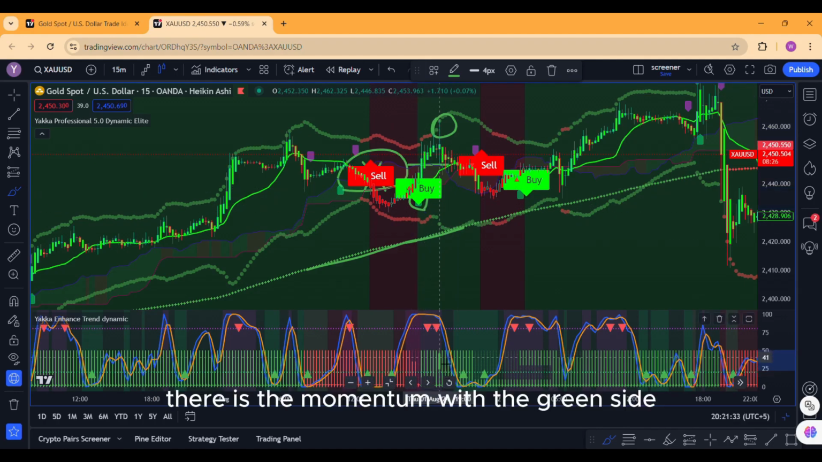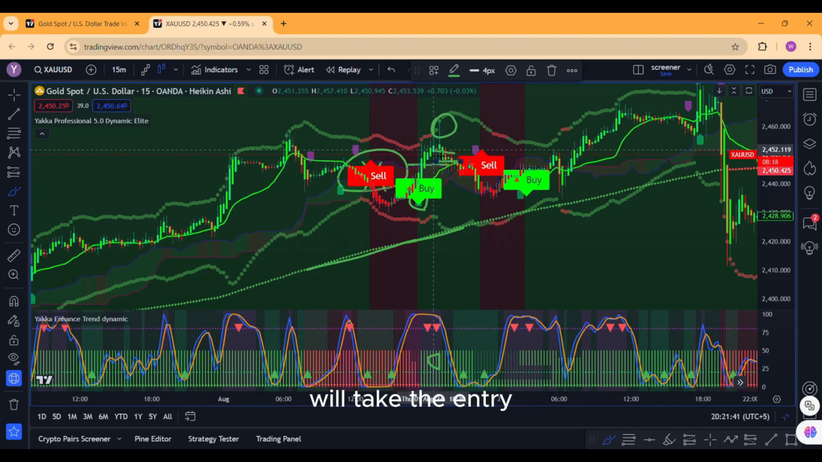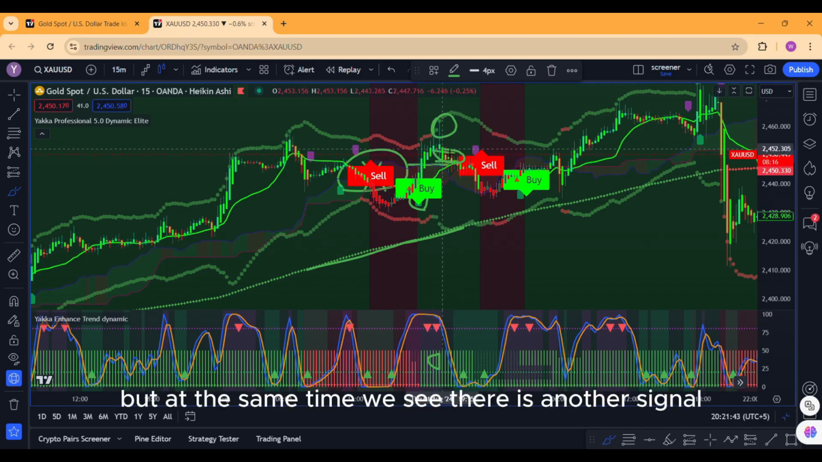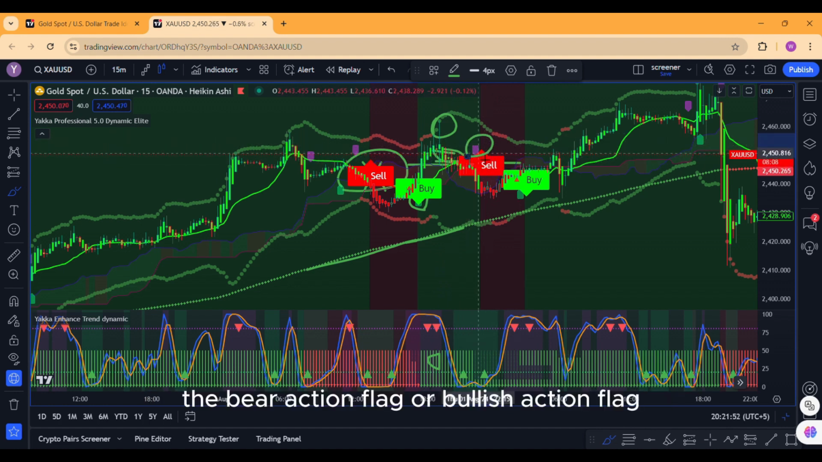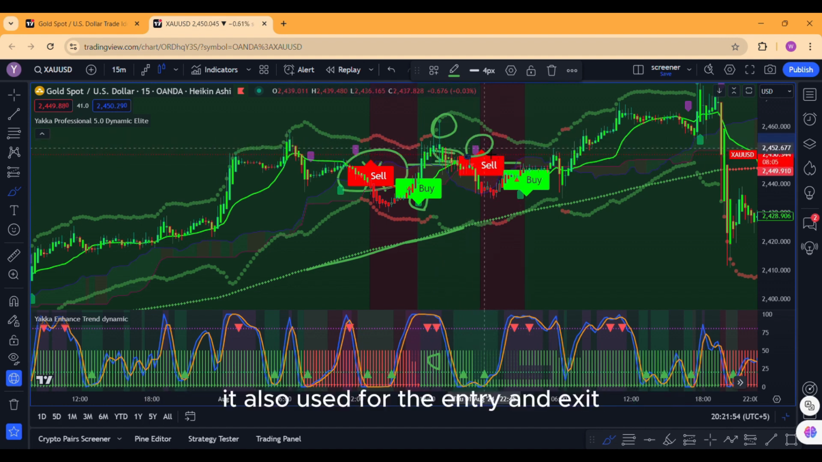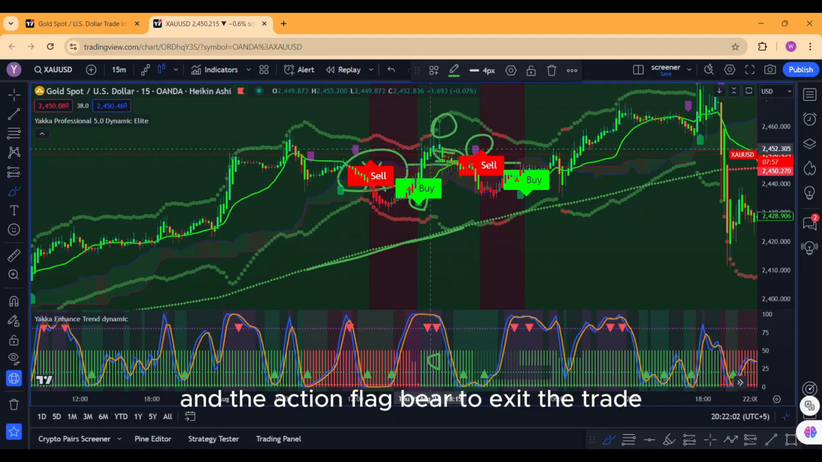The fifth rule is that the momentum is on the green side. But here we see that the price is here. We'll take the entry, but at the same time, we see there is another signal. The other action flag is the bear action flag. The bear action flag or bullish action flag is also used for the entry and exit. Here we take the trade and the action to exit the trade.